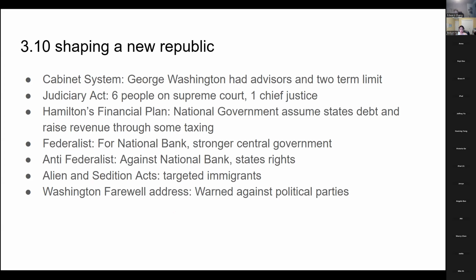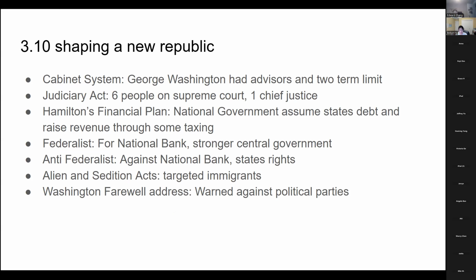And then 3.10 is about the cabinet system. So when George Washington took office, he had advisors and then he instated his own two-term limit, which was not really official at the time. You'll see later that Franklin Roosevelt had four terms, but later the two-term limit was enacted, and this is because of Washington.